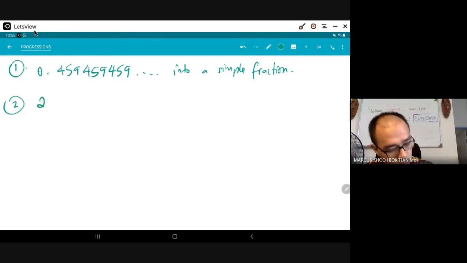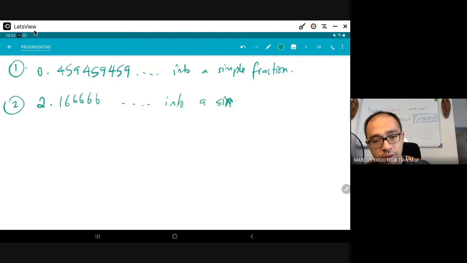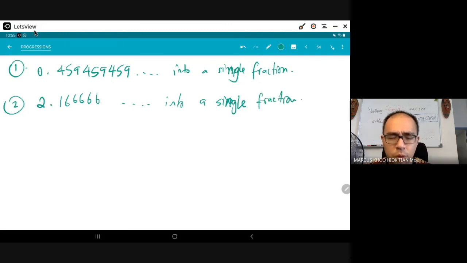The second one is this: 2.166666, into a single fraction. This question is actually pretty popular. The one that changes to a single fraction, find the sum to infinity if it is like this.